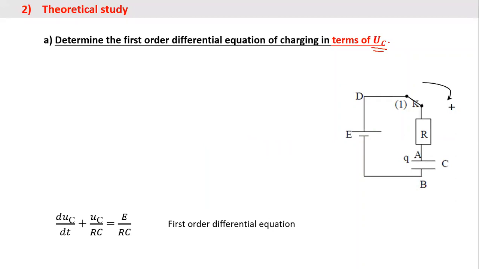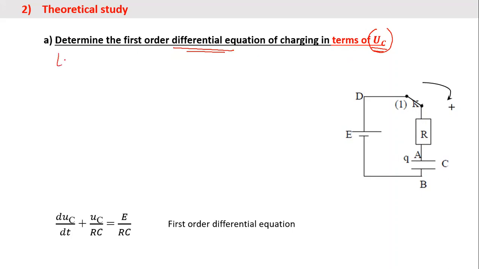Is it constant? Is it increasing? Is it increasing as a line, as a curve, as sinusoidal? So our aim is to find UC with respect to time. But in order to find it, we must have first the differential equation. Now, how to write the differential equation of charging in terms of UC?